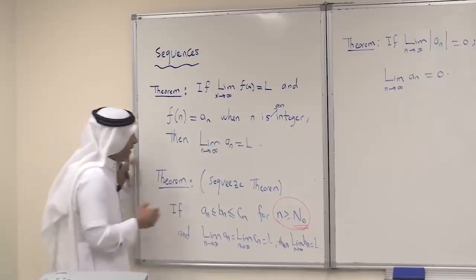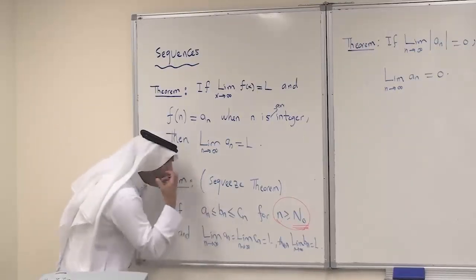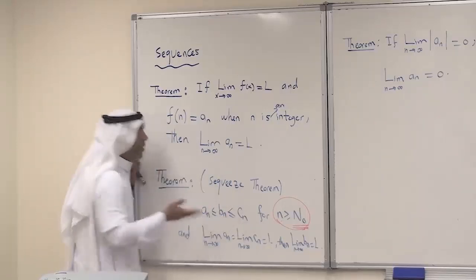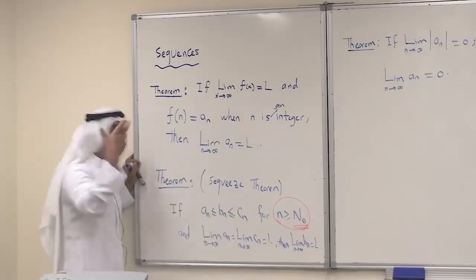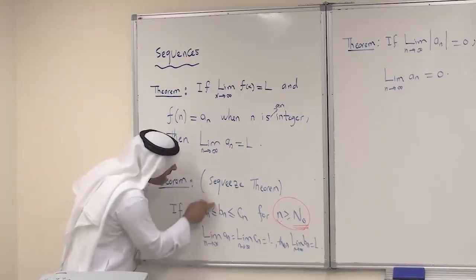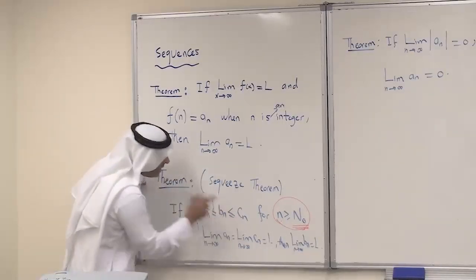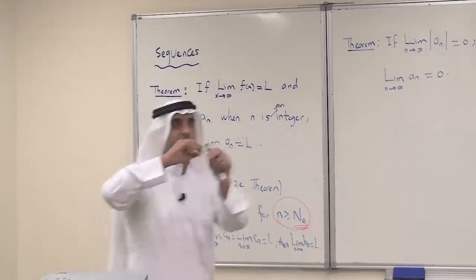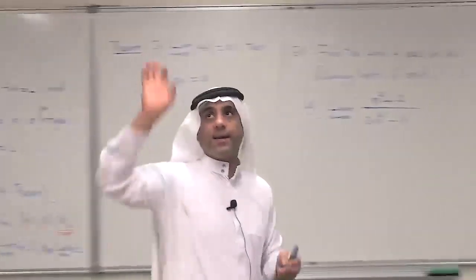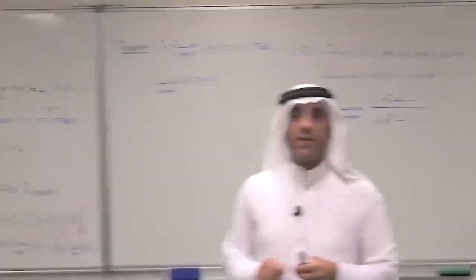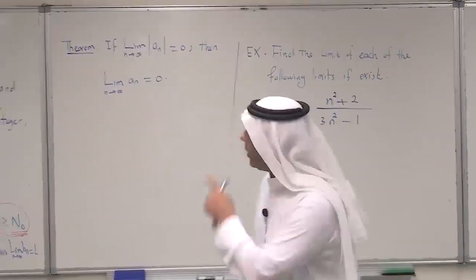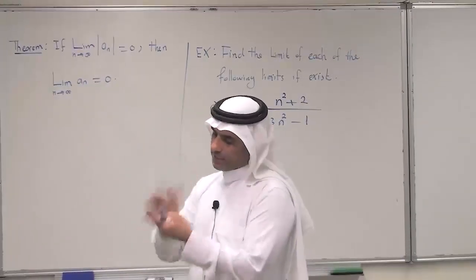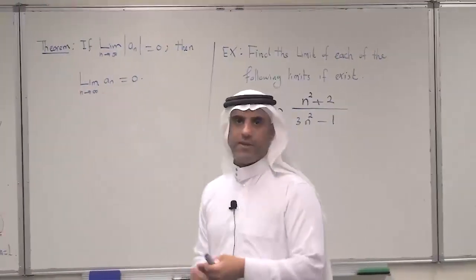It means you don't need to have this inequality hold true starting from n equal to 1. Not necessarily. You may have A1 larger than B1, and C1 smaller than A1 and B1. We don't care. You may have the first 1,000 terms not arranged in the same order here. But we need this inequality to hold true starting from a specific integer n up to infinity.